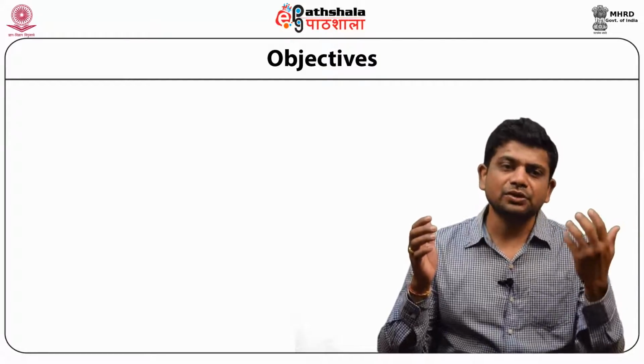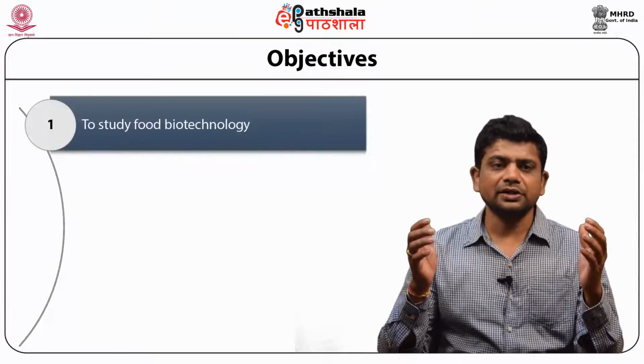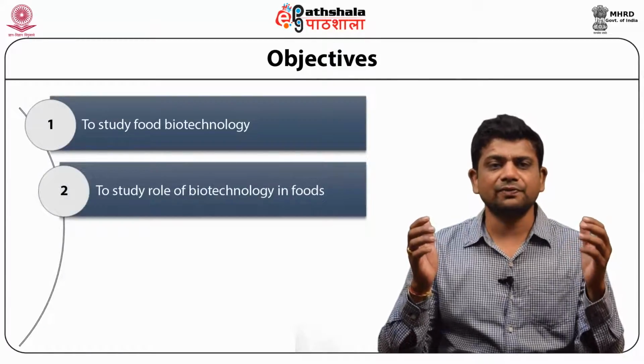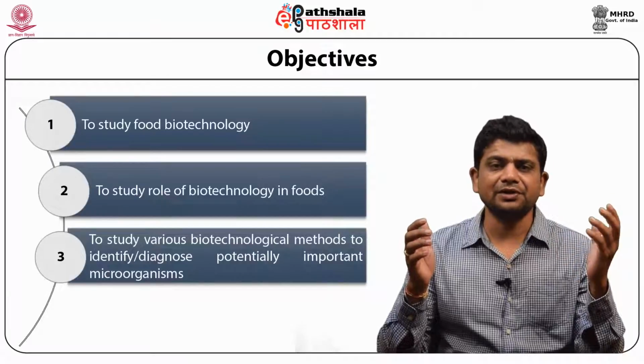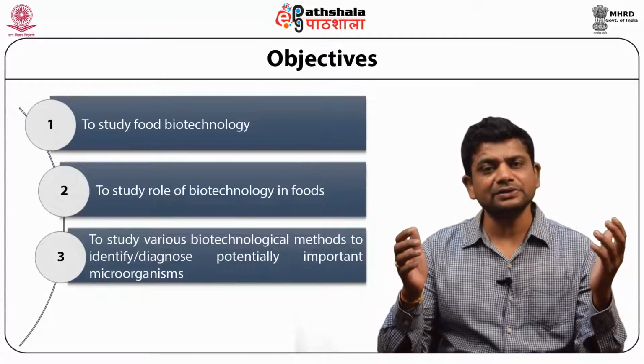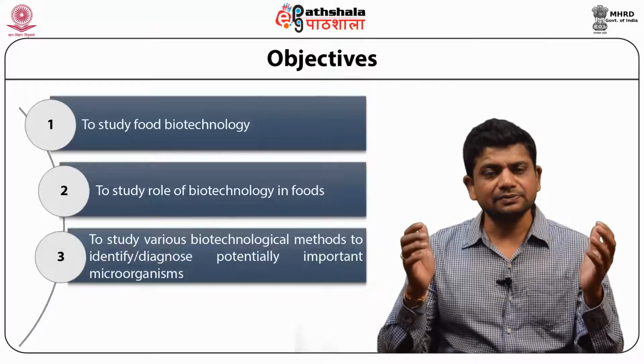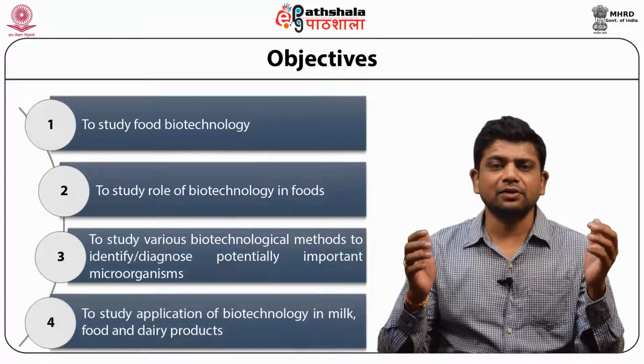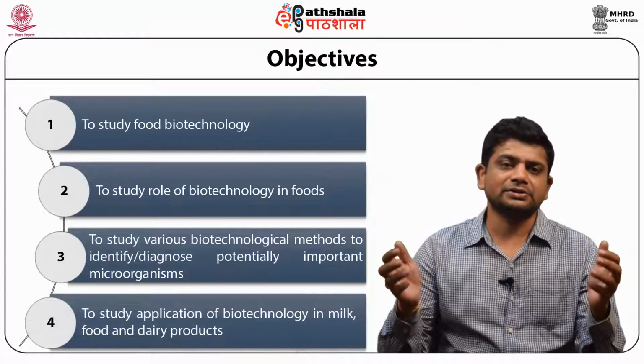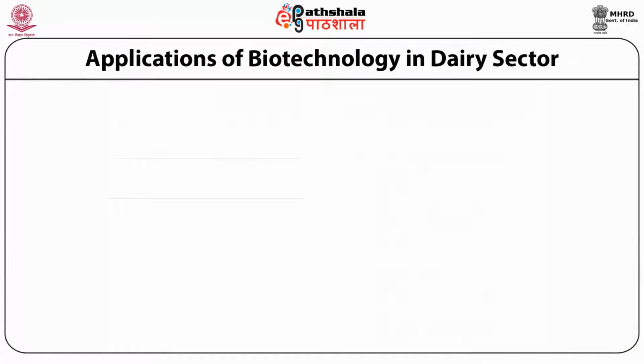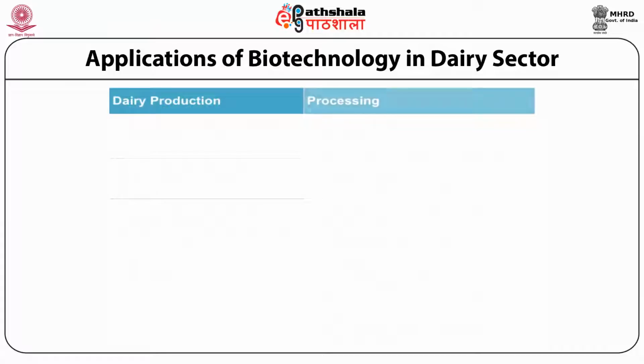In this module, the objective is to study food biotechnology, to study the role of biotechnology in foods, to study various biotechnological methods to identify or diagnose potentially important microorganisms, and to study the application of biotechnology in milk, food and dairy products. Coming to the application of biotechnology in the dairy sector, we can categorize how biotechnology can be useful in the dairy industry. We can categorize its use in two ways: dairy production and processing.